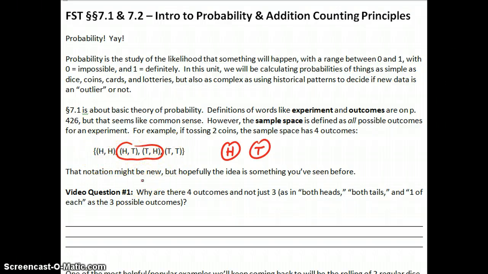Or if you like the explanation about quarter and nickel, then here are the four outcomes. I like that. Or if the coins were different colors. Now, the fact that we've got coins of different color or coins of different denomination should not really change how many different outcomes there are.